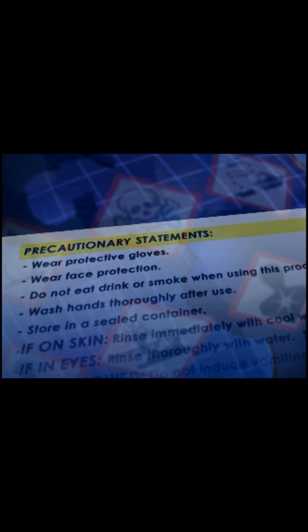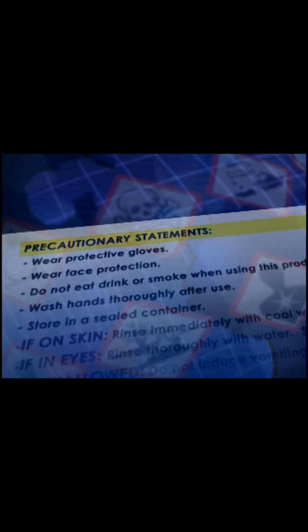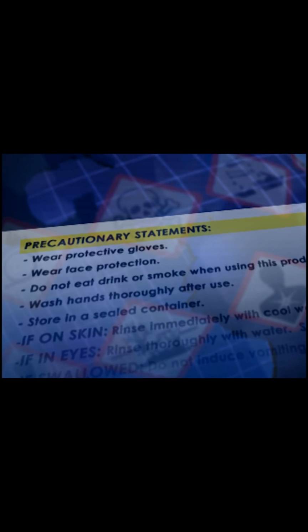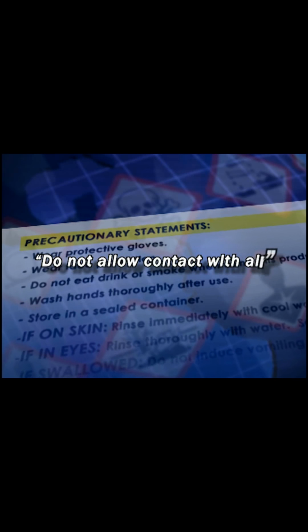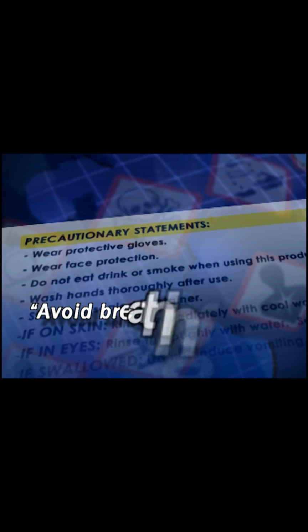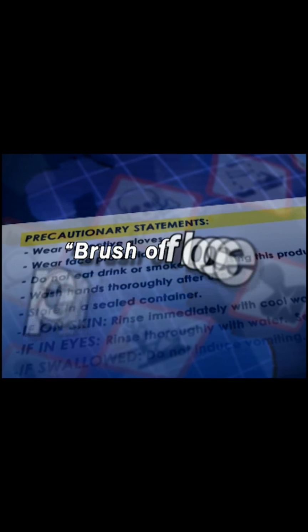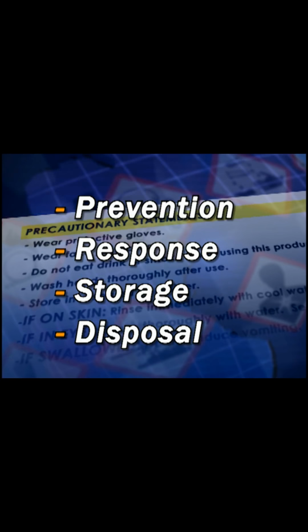4 other important elements also appear on every GHS label. Precautionary statements describe the recommended measures that should be taken to minimize or prevent adverse effects from hazardous chemicals. In other words, they amount to a briefly worded list of best work practices, such as do not allow contact with air, avoid breathing fumes, keep in original container, and brush off loose particles from skin. Precautionary statements cover 4 areas: prevention, response, in case of accidental spillage or exposure, storage, and disposal.